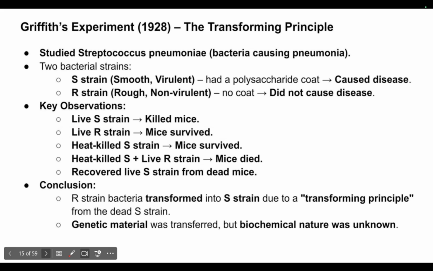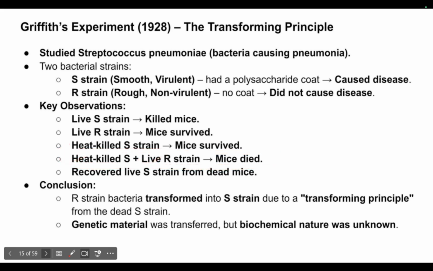Now if we heat kill the S strain which causes disease, then the mice still survive. Then we mix heat killed S strain with live R strain. Live R strain alone, mice survived, and heat killed S strain alone, mice survived. So in both cases separately the mice survived, but when they were mixed together, surprisingly the mice died.